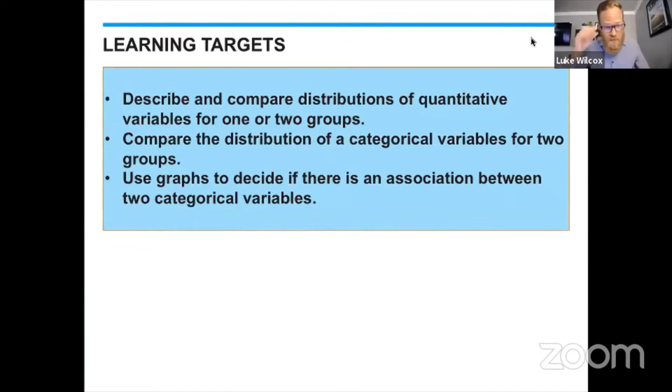The learning targets. First one, describe and compare distributions of quantitative variables for one or two groups. Learning target number 2, compare the distribution for a categorical variable for two groups. So we're going to be dealing with both quantitative and categorical variables in today's lesson. And then the last learning target is use graphs to decide if there's an association between two categorical variables.